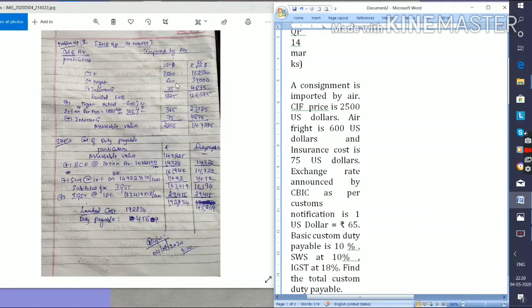The freight is $600, the amount is 39,000 Indian rupees. Insurance is 75 US dollars, Indian rupees 4,875. When you deduct these from CIF, the revised FOB will be 1,825 and in Indian currency 1,18,625.